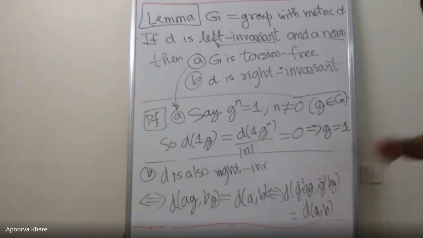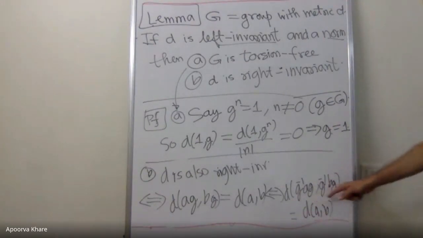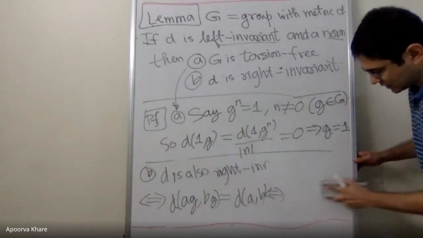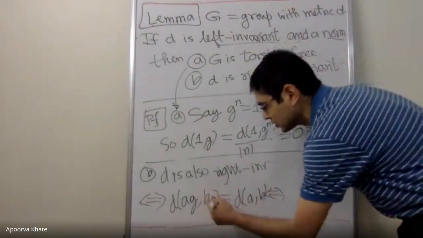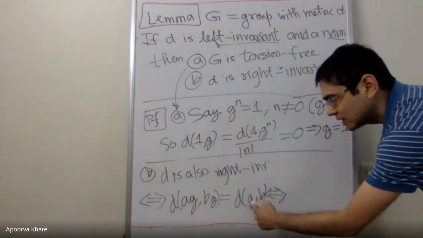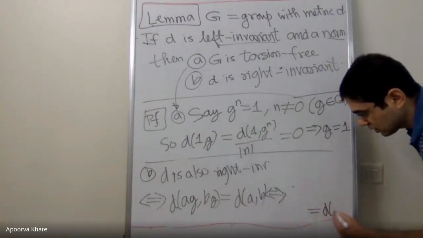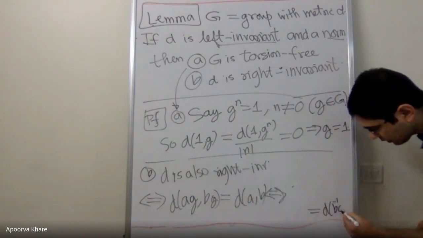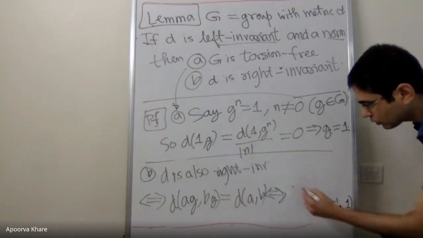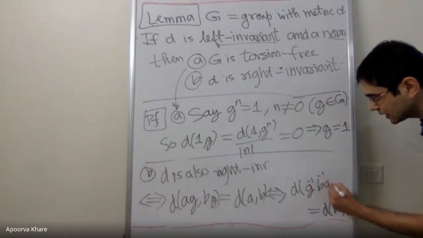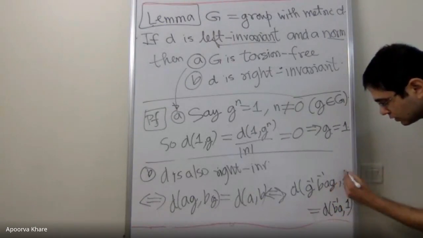And now I can again do the same thing. I can take A inverse here also. Okay, no. Let me not do this. So I'm going to say this is if and only if the distance of B inverse A to 1 is equal to how much? It is equal to the distance of this over there. So it's G inverse B inverse A G to 1.